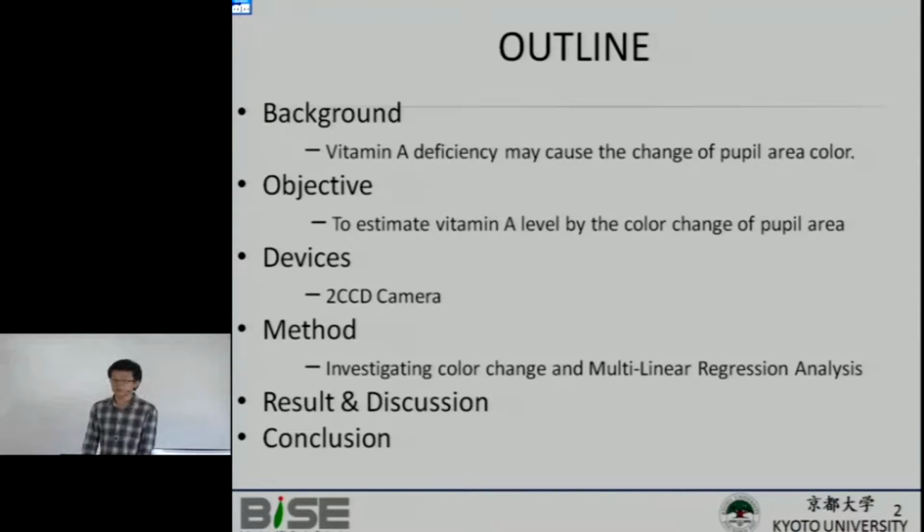This is the outline of my presentation. In background, I will introduce that vitamin A deficiency may cause the change of pupil color. And our objective is to estimate vitamin A level by the change of pupil color. The device is a 2CCD camera. And the method is investigating color change, and also doing multilinear regression analysis by using the color factors.